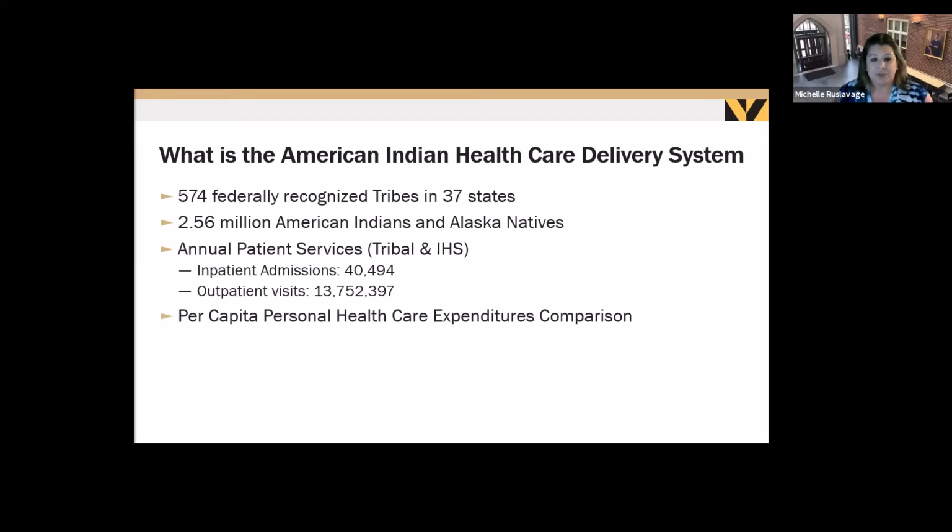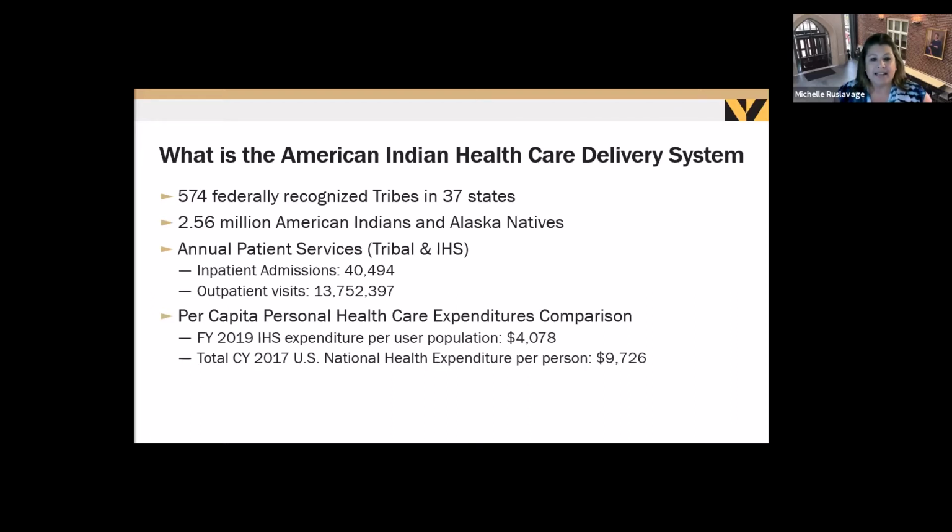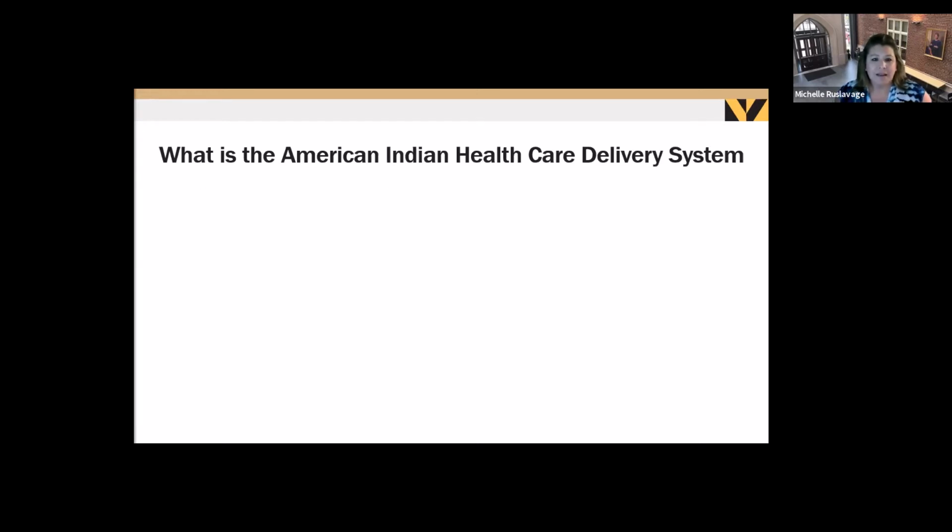The healthcare expenditures per capita for Indian Health Service population patients is a little over $4,000, whereas the national healthcare expenditure per person is a little over $9,000. The total number of Indian Health Service employees is 15,370. Now, this does not include our tribal or urban partners because Indian Health Service is able to get those direct statistics from some of the systems they have set up.